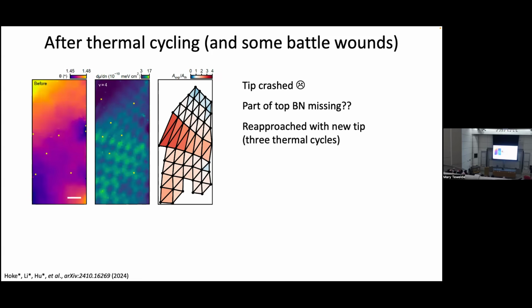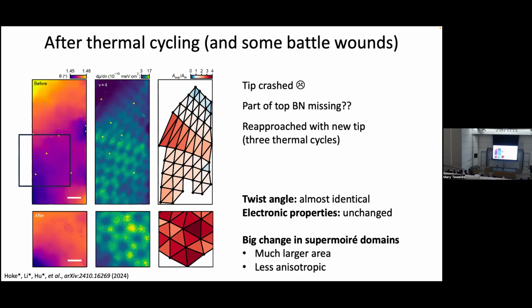There were some other dings and things that happened in the process. Actually, there were 3 thermal cycles. But eventually, we got back there. And it turned out that this was a good thing because we remeasured right in the vicinity of that same area that we had measured previously. And so that's what's shown in this lower row here.